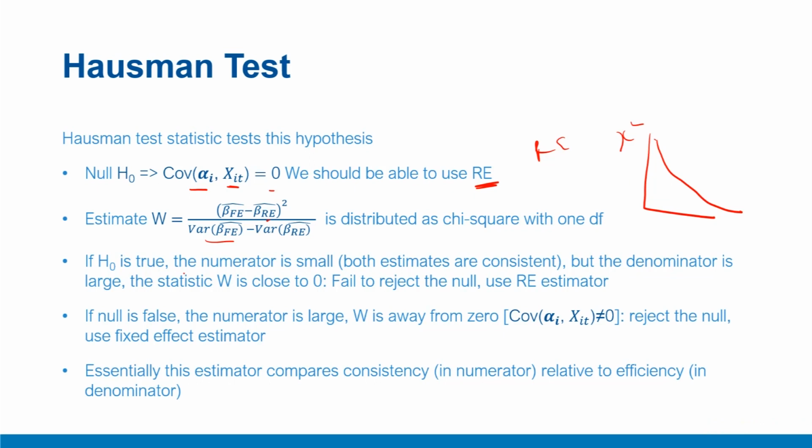If the null hypothesis is true, that is, both the estimates are consistent, and therefore both beta FE and beta RE converge to the true population parameter beta, and therefore the numerator is approaching 0. Because we already know that the random effects variance is lower than the variance of beta FE, since random effects are more efficient, this statistic approaches 0 because of the numerator, and therefore we fail to reject the null. That is, we are somewhere here closer to 0, and we conclude that both the models are consistent and we choose the random effect estimator.